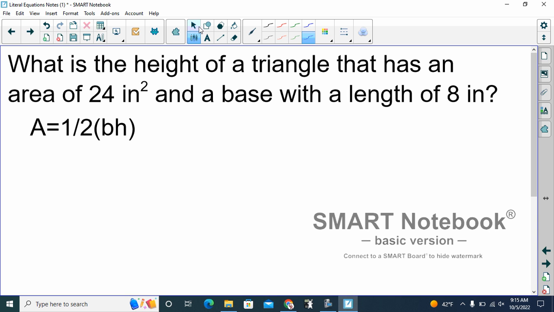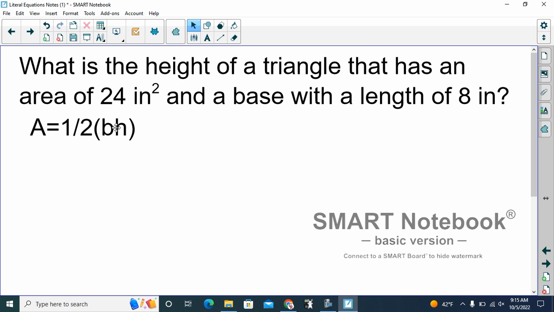So example 1, and I'll give you a minute to write it down. You should put the problem in your notes. If you just have answers in your notes with no problems, that's not going to help you in the future. Example 1 says, what is the height of a triangle that has an area of 24 square inches and a base with a length of 8 inches?